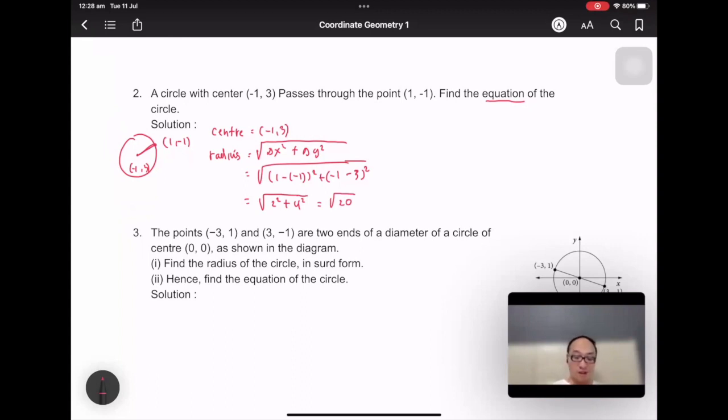So the equation of the circle is x plus 1 squared plus y minus 3 squared equals r squared, square root of 20 squared. So x plus 1 squared plus y minus 3 squared equals 20.